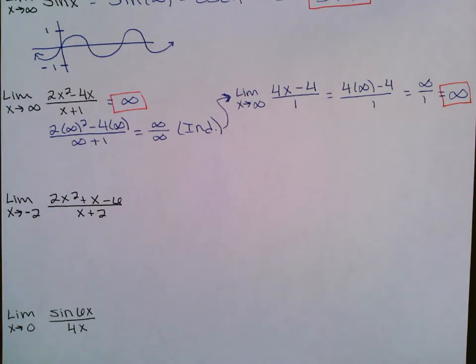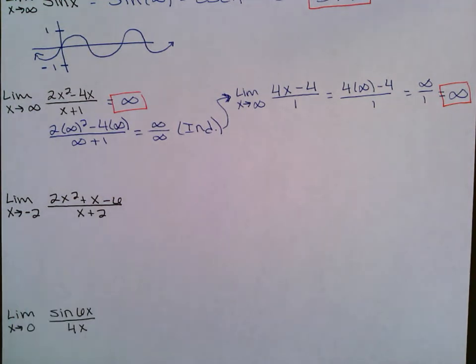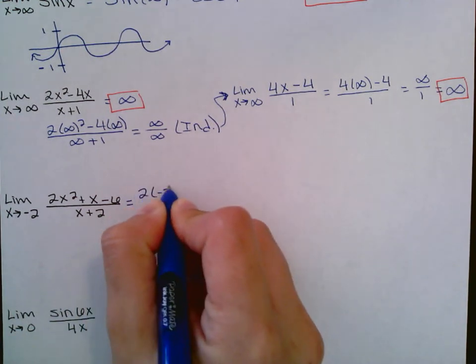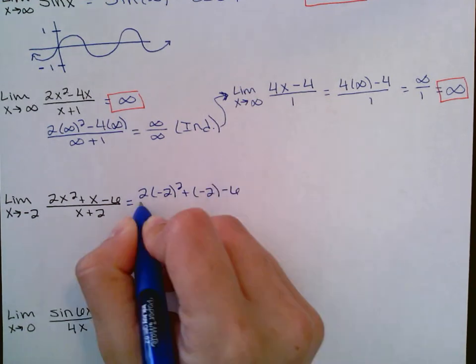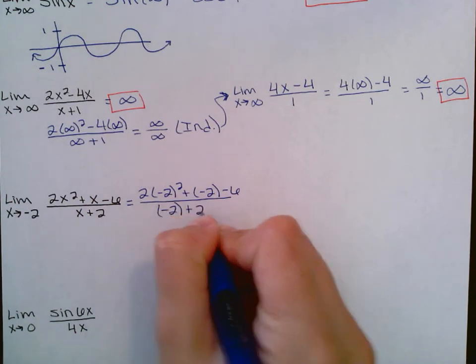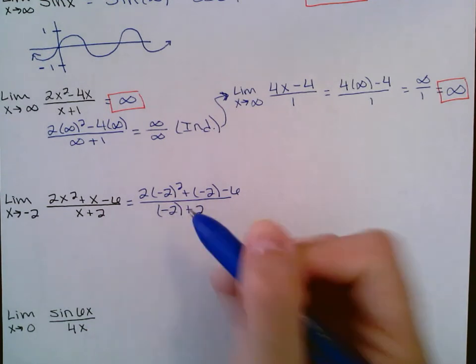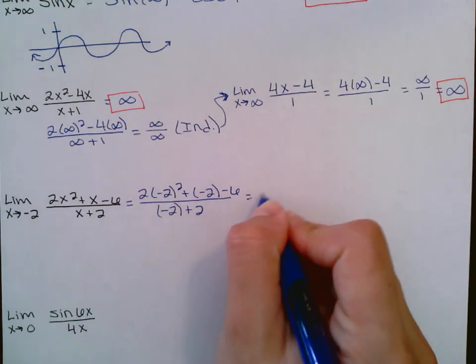In our next question, I cannot think about top-heavy and bottom-heavy because that only works for infinities. This is a number, so here I'm going to have to go through the motions. Step 1 is always to plug in. So negative 2 squared is 4, times 2 is 8. 8 minus 2 is 6. 6 minus 6 is 0. And negative 2 plus 2 is also 0. Here is my indeterminate.